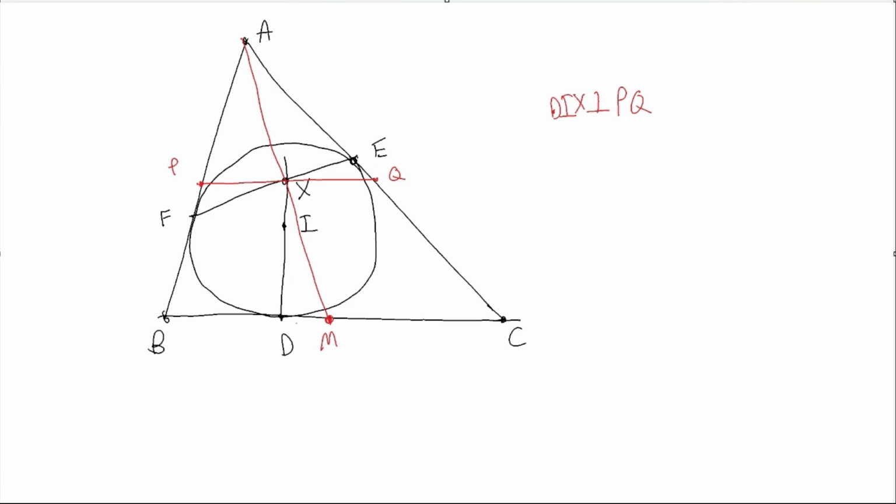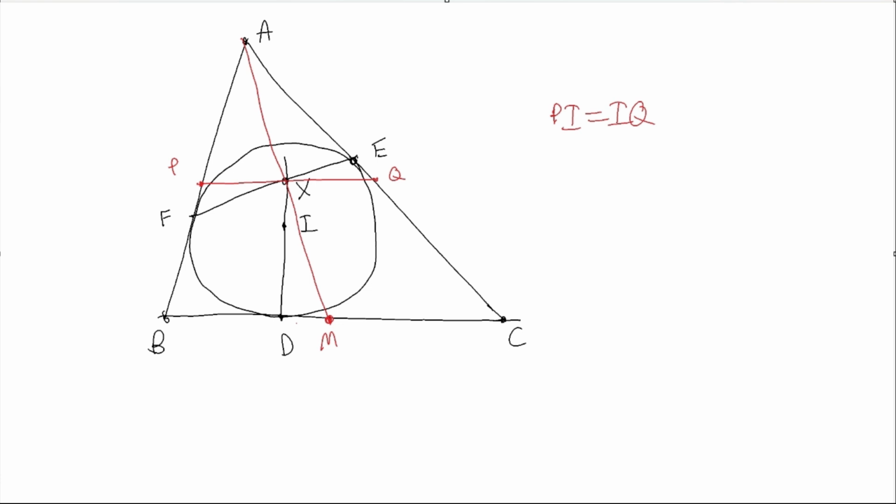Now, if X is actually the midpoint of PQ, then this actually should remind you about something. This should ring a bell. And this bell it should ring is that this line here is actually the perpendicular bisector of PQ. So if we can prove that DIX is a perpendicular bisector of PQ, we are set. So we know that it's already perpendicular to PQ by default. So if we can prove something like PI equals IQ, then we are set.